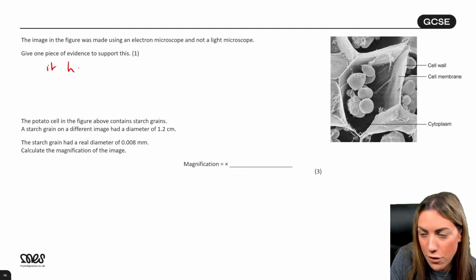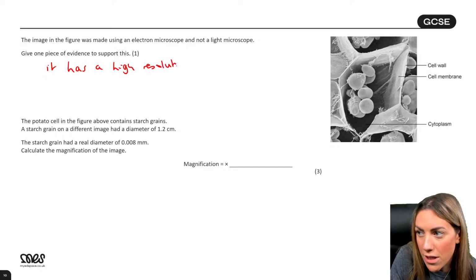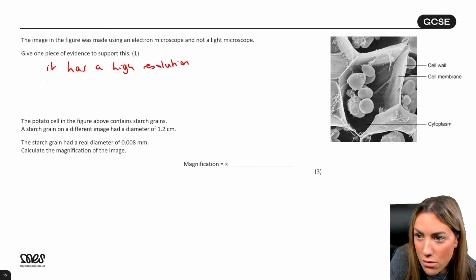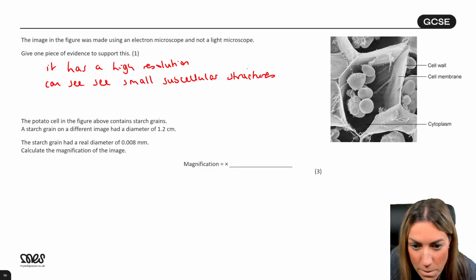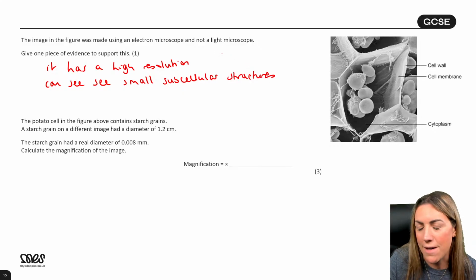But you could go for, it has a high resolution. Well done if you said that. You could say you can see small subcellular structures, as we call them at GCSE. High magnification, the mark is always for resolution.